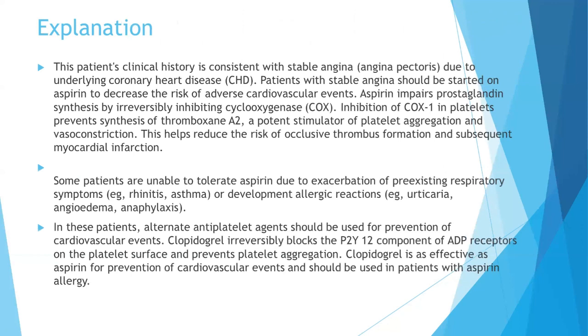So the patient's clinical history is associated with stable angina. Aspirin impairs prostaglandin synthesis by irreversibly blocking COX. Inhibition of COX in platelets prevents the synthesis of thromboxane A2, which is a potent stimulator of platelet aggregation and vasoconstriction. But some patients are unable to tolerate aspirin due to exacerbation of pre-existing respiratory symptoms like rhinitis or asthma, or develop allergic reactions like urticaria, angioedema, or anaphylaxis. So in these patients, the alternate antiplatelet therapy is clopidogrel. Now, clopidogrel blocks the P2Y12 component of the ADP receptor. Remember, it is an ADP receptor blocker on the platelet surface and prevents platelet aggregation.